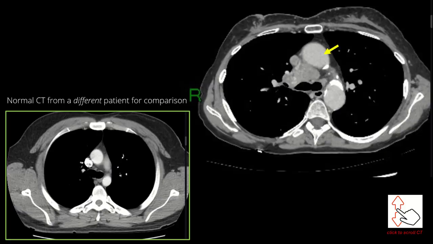What is this anterior circular structure? It's the ascending aorta. Now this circular structure, it's the superior vena cava. Now this would be the descending aorta with some calcification.